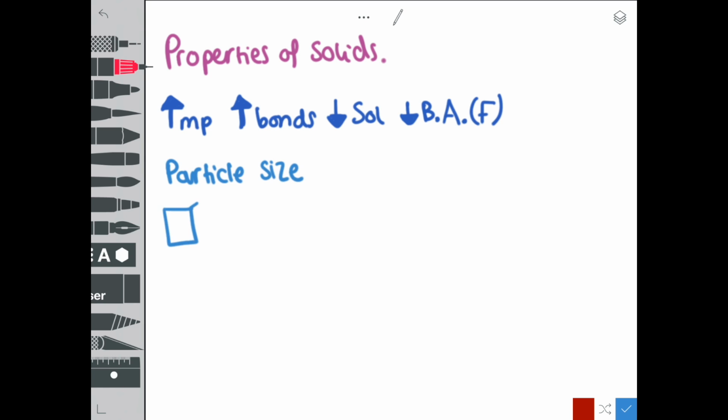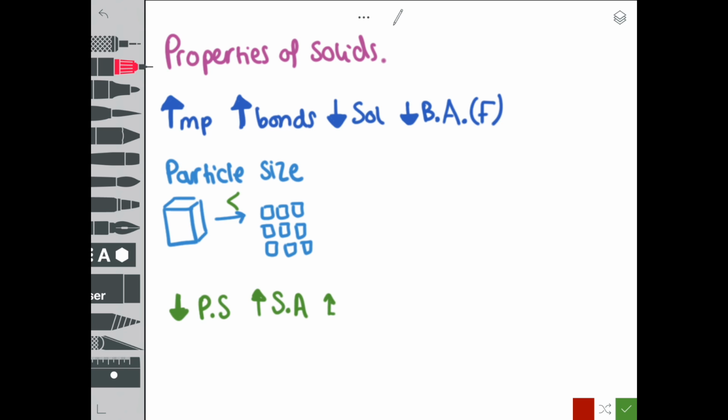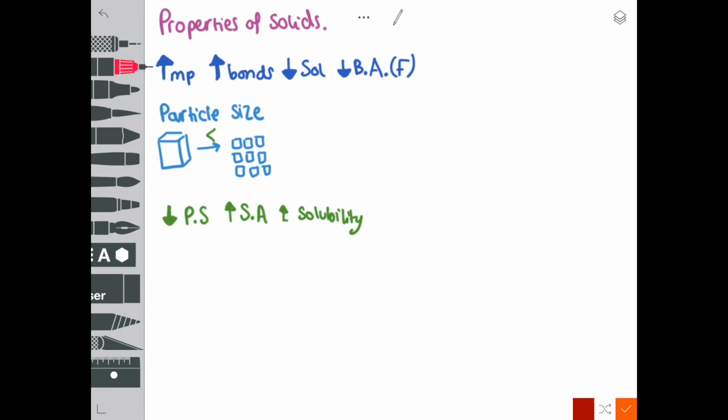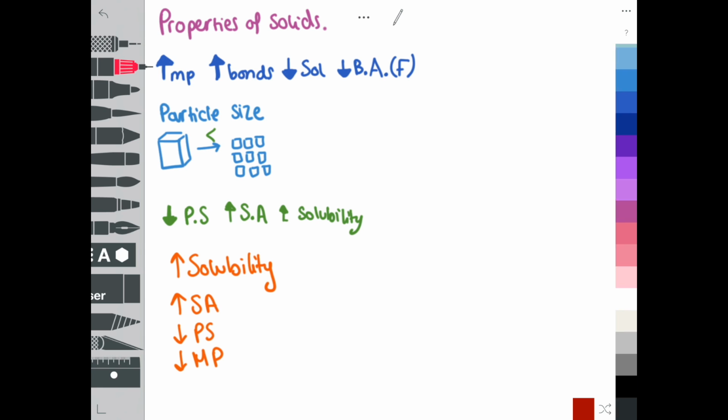Particle size is another property. Say you have a large cube and you cut it down to smaller cubes. The smaller cubes, having a smaller particle size, will actually have a larger surface area. So by reducing the particle size, you get a larger surface area because more of it is exposed. This increases solubility. So, overall for solids, solubility increases with increasing surface area, reducing the particle size, and reducing the melting point.